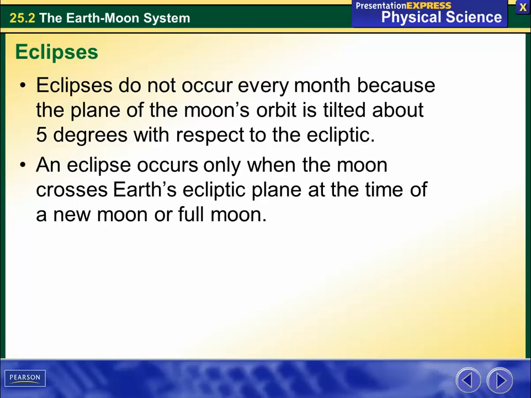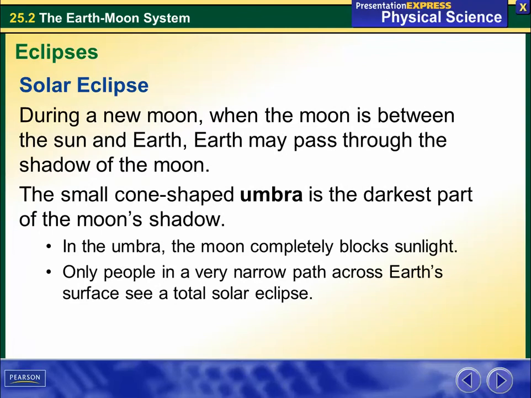They might pass each other's plane when the moon is in a waxing crescent or something like that, but that's not going to give us an eclipse. An eclipse will only occur possibly with a new moon or a full moon.